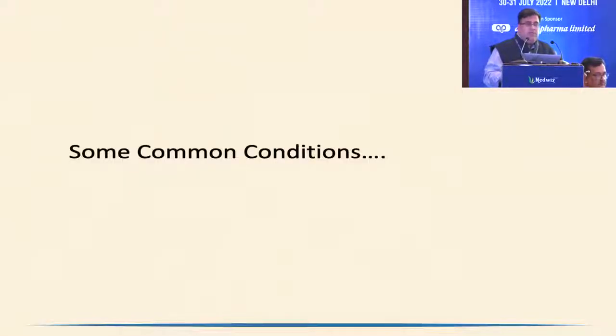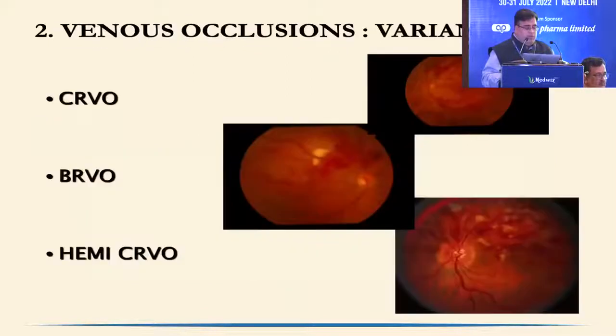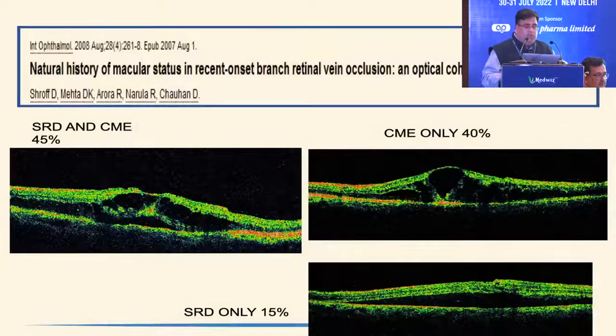So these are some examples. I'll run through a few other slides to show all the different conditions in which OCT can be useful. A central serous chorioretinopathy, where a subretinal fluid pocket can be seen with a good neurosensory retina over it. Vein occlusions, CRVO, BRVO, hemi-CRVO. You see a different pattern on OCT.